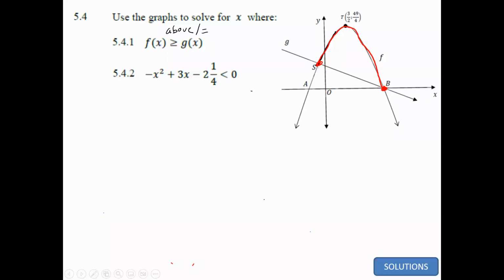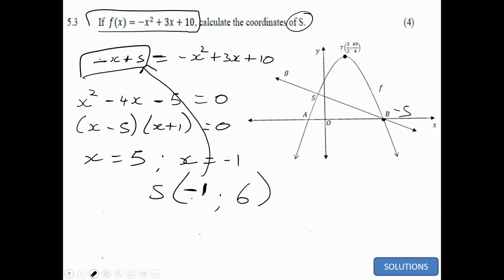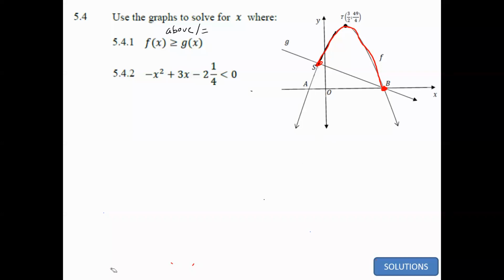Is that equation they gave us the actual graph's equation? This one, okay? We found the actual graph equation to be minus x squared plus 3x plus 10. Let me write that down. So f of x was equal to minus x squared plus 3x plus 10. So what do we have here? They want to know when minus x squared plus 3x minus, well, 2 times 4 is 8, we can write it as minus 9 over 4, less than 0.